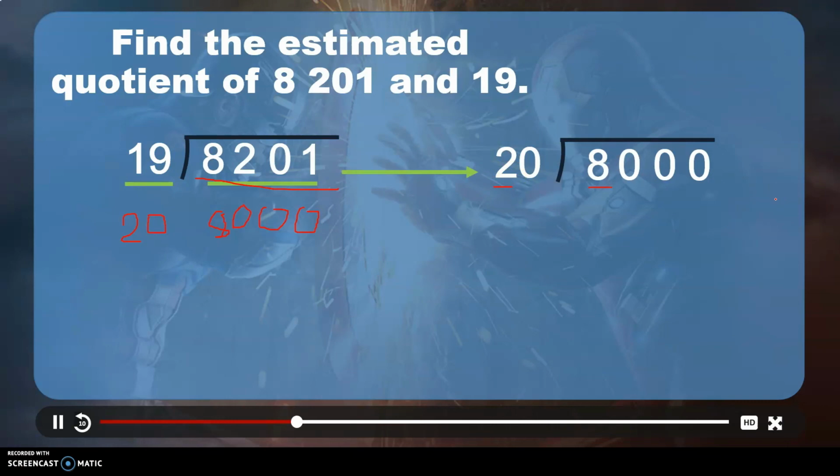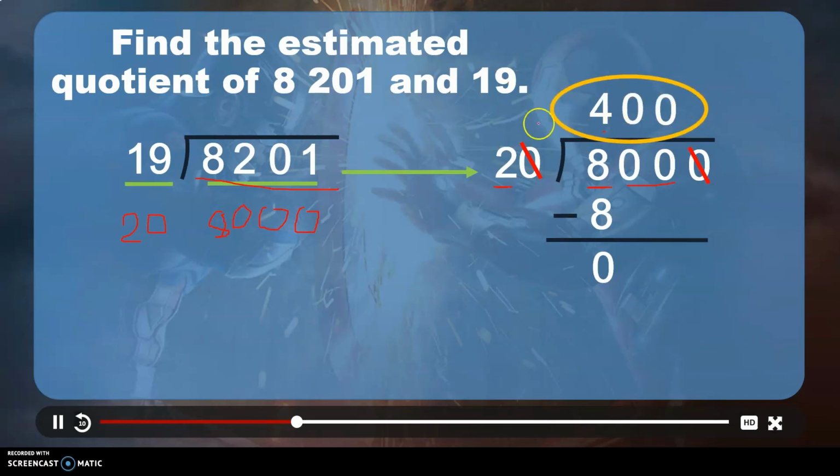So, let's cancel the zeros first. We have one 0 in the divisor. Automatically, we also cancel one 0 from the dividend. So, let's divide. 8 divided by 2 is equal to 4. And 4 times 2 is equal to 8. Then, let's subtract. 8 minus 8 is equal to 0. Then, we'll just add 2 zeros to our answer. Therefore, our answer is 400. And our final answer is about 400.